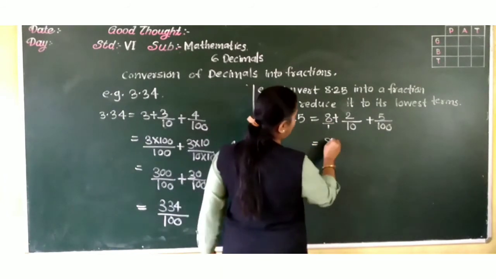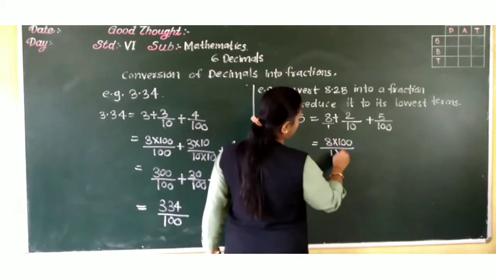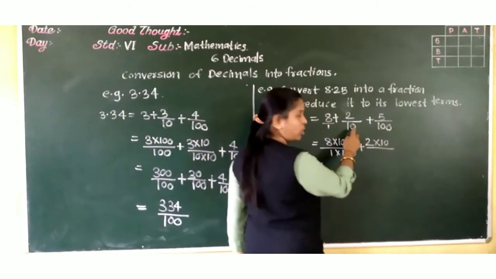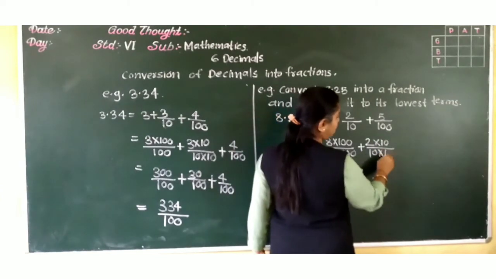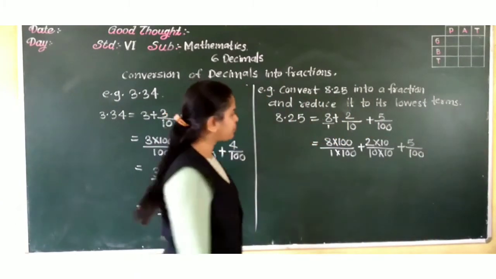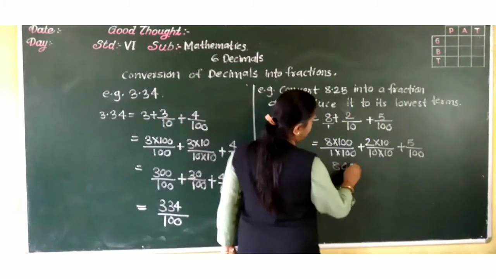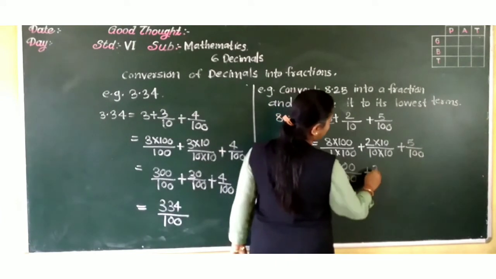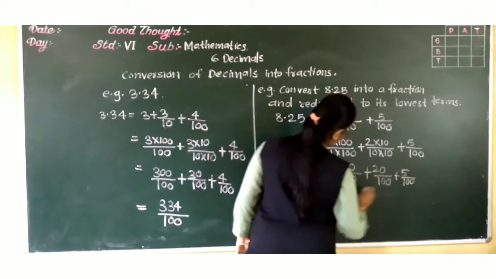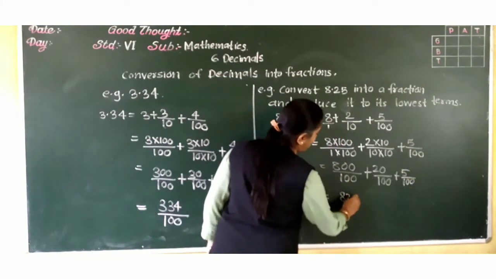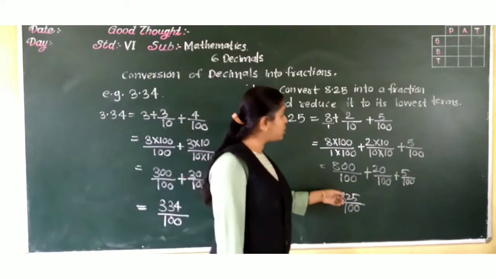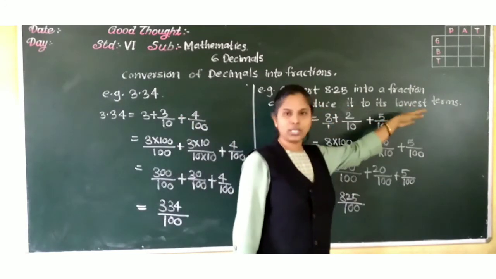So this we have to multiply by 100. Okay? That is 8 into 100. Plus this fraction we have to multiply by 10. Why? Because here we want denominator 100. So 10 times 10 is 100. Plus this keep as it is. Already the denominator is 100. That is 800 upon 100 plus 20 upon 100 plus 5 upon 100. So 825 upon 100. Now we have to reduce it to its lowest term.